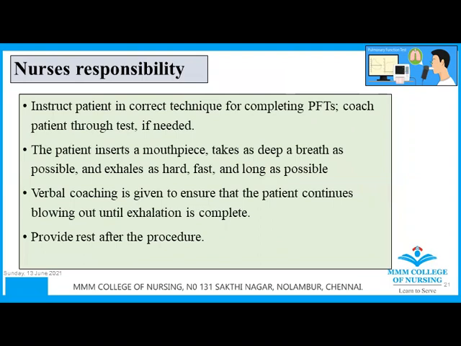Instruct the patient on the correct technique for completing PFT. Coach the patient throughout the test if needed. Instruct the patient to insert the mouthpiece, take as deep a breath as possible, and exhale as hard, fast, and long as possible. Verbal coaching should be given to ensure that the patient continues blowing out until exhalation is complete. Provide a rest after the procedure.